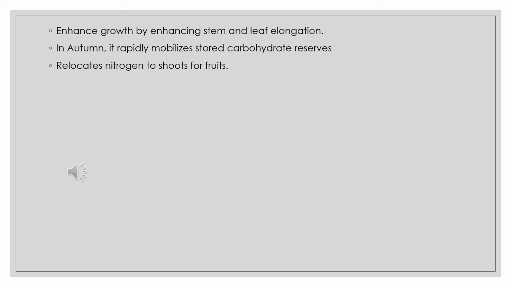Further, in application, it enhances growth by enhancing stem and leaf elongation, and in autumn, it rapidly mobilizes stored carbohydrate reserves. It also relocates nitrogen to shoots for fruits.